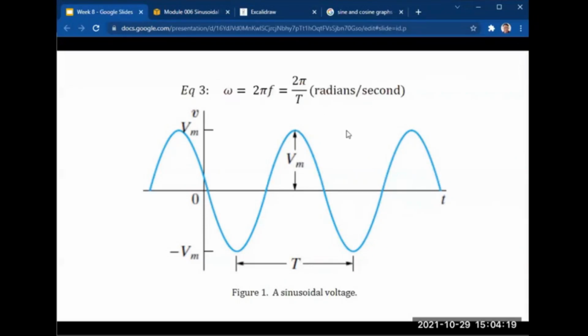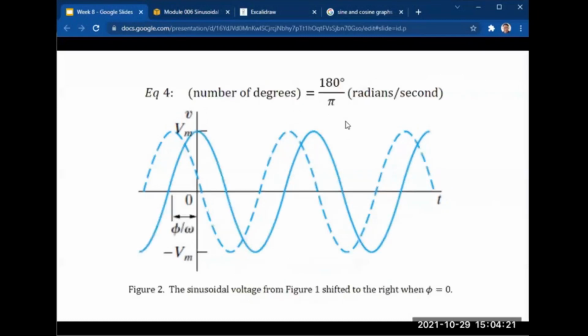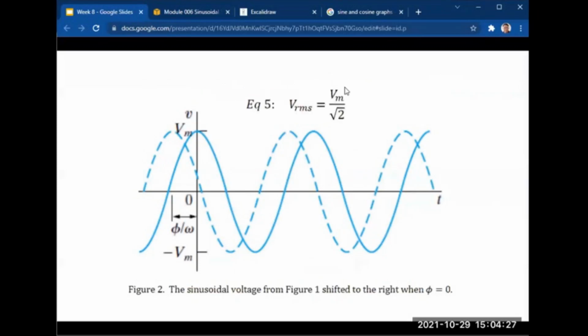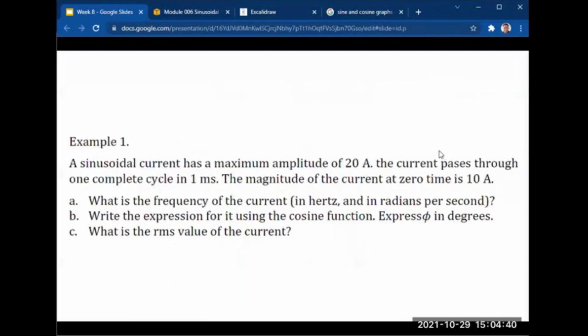Next, we have the conversion from radians to degrees, which is 180 over pi. And lastly, our root mean square voltage, which is equal to maximum voltage divided by square root of 2. All right, so let's proceed. We have an example here.